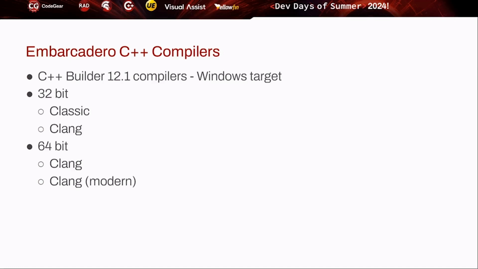I would suggest for anybody writing a new Windows application, they would use the Clang Modern and 64-bit code, which is what the rest of the presentation that I'm offering does.